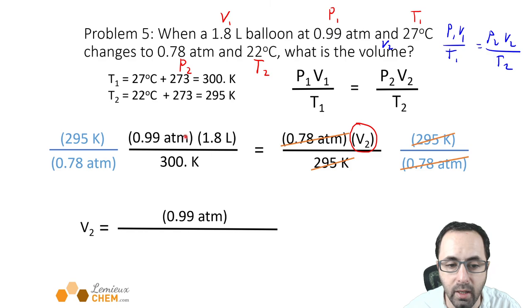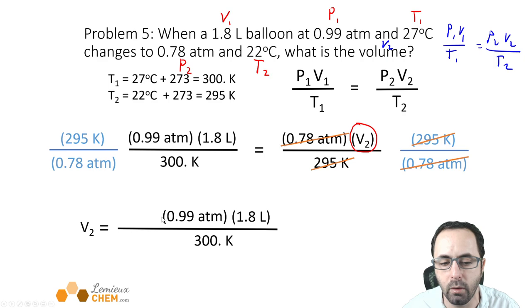Great. So we're going to have V2 equals 0.99 atmospheres here, also 1.8 liters, but also on top is going to be 295 Kelvin. That will go right there. Whoops, the 300 Kelvin's still there too. We're going to add these now too. 295 Kelvin on the top, 0.78 atmospheres in the bottom.